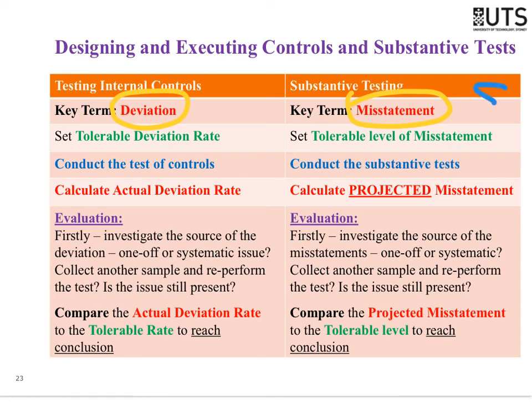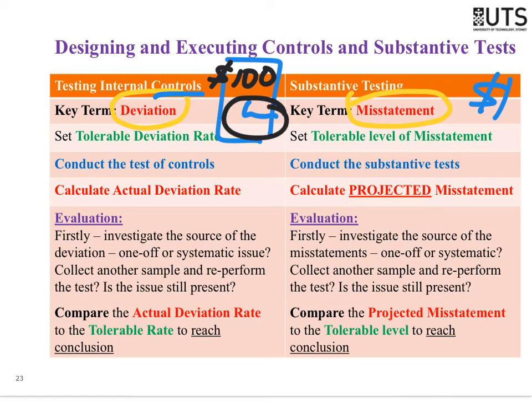Misstatement links to a dollar amount. Controls are not testing, I repeat, controls are not testing a dollar amount. Controls, you are testing whether the process is happening correctly. Did the manager sign this document? Now, whether that document was a sales order for $100 doesn't matter, because you're not focusing on the dollar amount, you're focusing on that signature when you're doing a controls test.